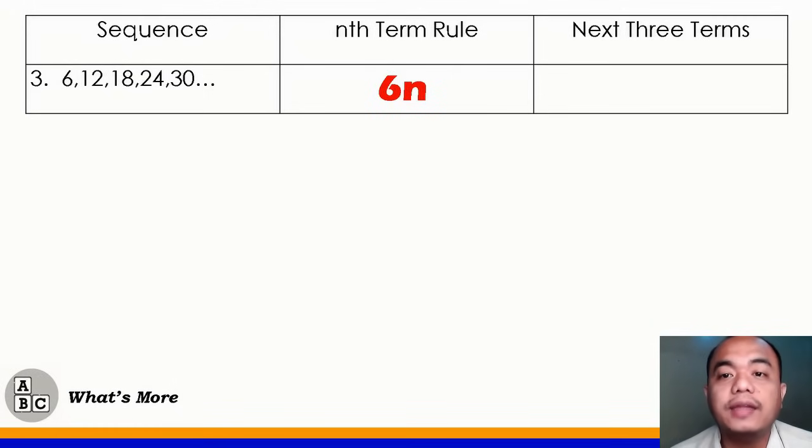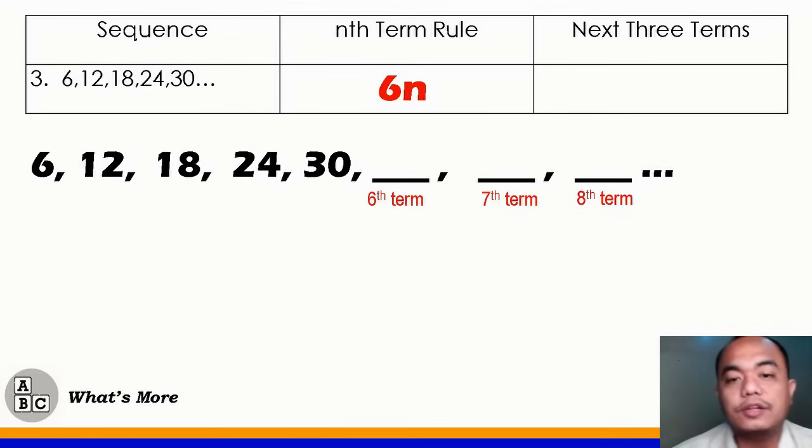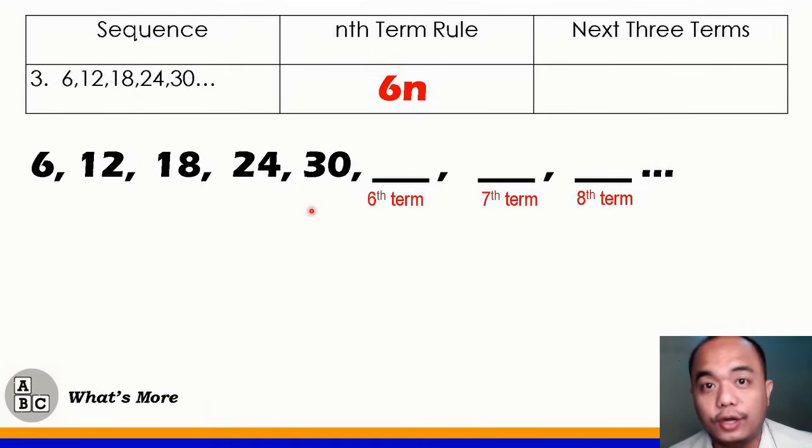Next, let's proceed in finding our next three terms. So the next three terms here, 6th term, 7th term, 8th term. Actually, class, by using the common difference of 6, we can find automatically the 6th term here by adding 6 to 30. And then adding 6 to the 6th term and adding 6 to the 7th term to get the 8th term. But then, that's another option. But this time, we will just use the n-term rule in finding the next three terms para masanay kayo ng paggamit ng n-term rule. Okay?